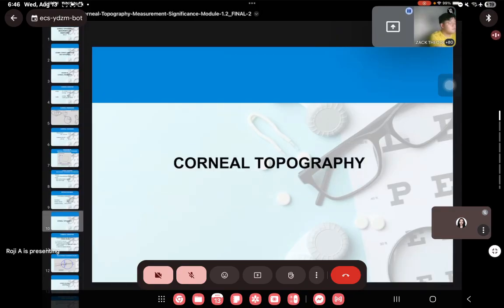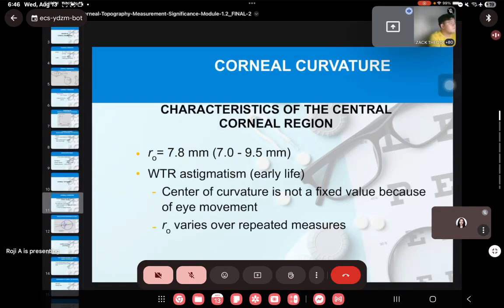Okay, corneal topography. Corneal curvature, as you can see there, this is your radius. Whenever you say radius, we're talking about curvature, correct? All right, so you have a 7.8. So 7.8 is most likely your 44 diopter, correct? Because there's two ways to measure using keratometer. One is the dioptric power, and the other one is the radius of curvature. Am I right?